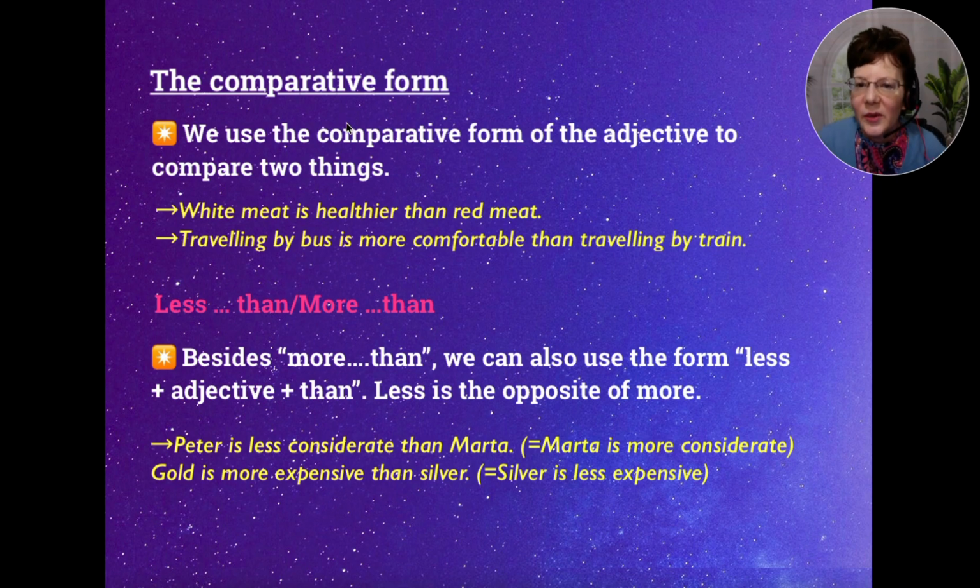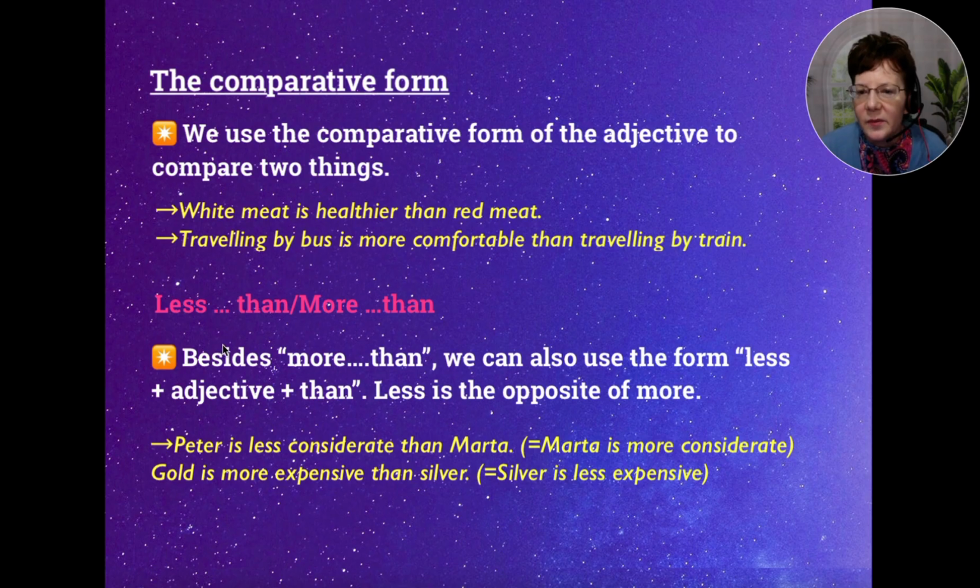Okay, let's look at the comparative form. So we use the comparative form of the adjective to compare two things. So for example, white meat is healthier than red meat. So we always use than for comparatives. Traveling by bus is more comfortable than traveling by train. So we're comparing the two activities, traveling by bus and traveling by train.